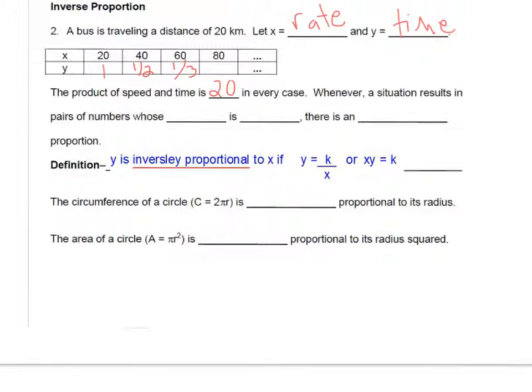And whenever a situation results in a pair of numbers whose product is constant, there's an inverse proportion. So y is inversely proportional to x. We can have 2 forms of that. If x times y is a constant, or if we isolate y here, see how we get k divided by x.